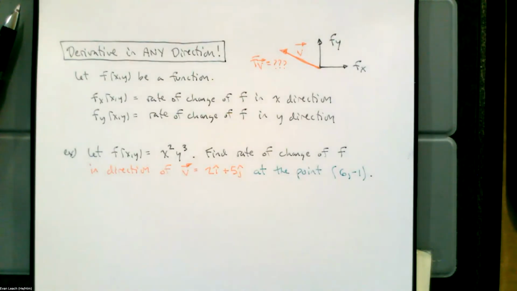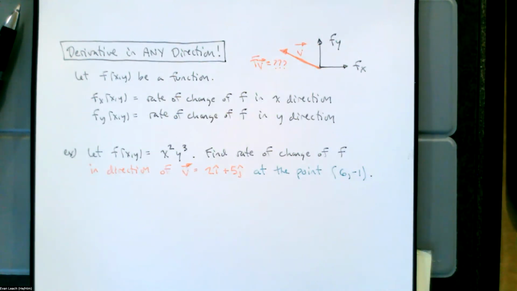But you see why I should have gone with 3 and 4? Anybody see why I should have gone with 3 and 4? 3i plus 4j? Why would 3i plus 4j be better than 2i plus 5j? What's the length of 3i plus 4j? 5. That's nice. What's the length of 2i plus 5j? Square root of 29.